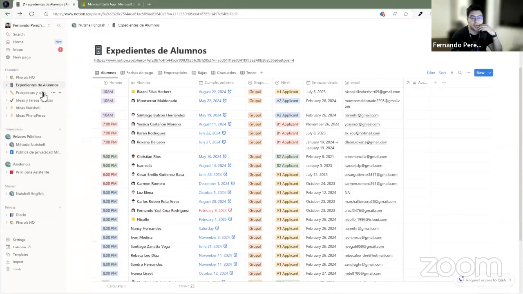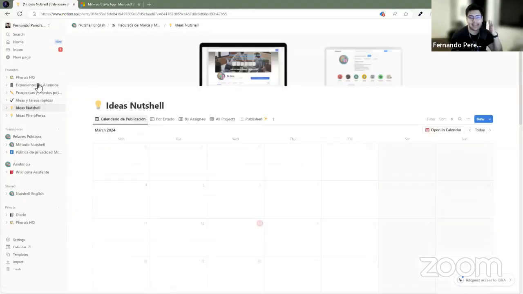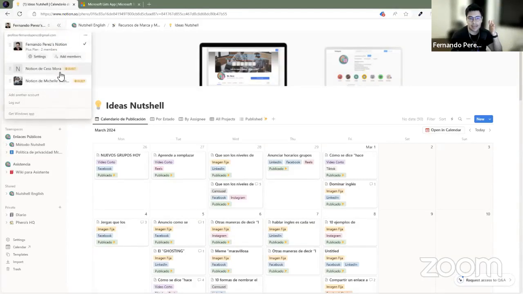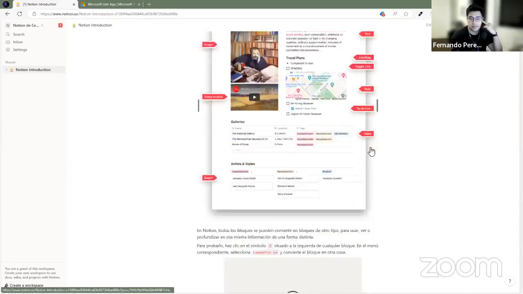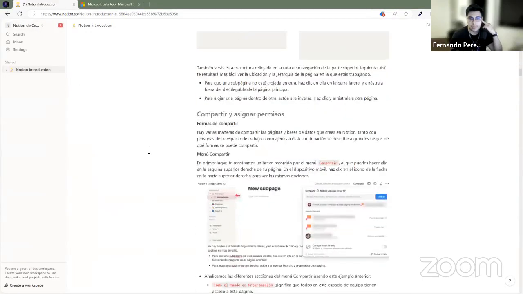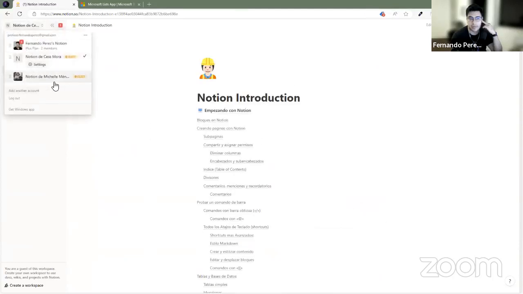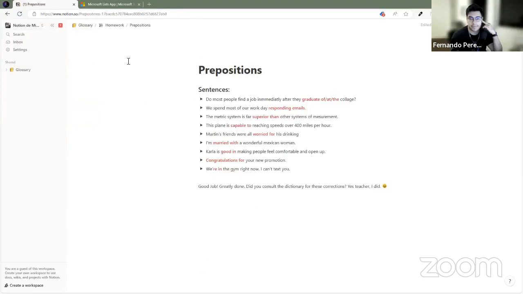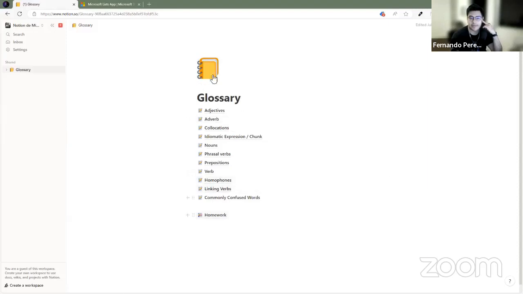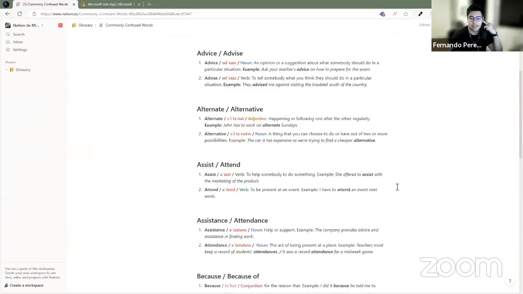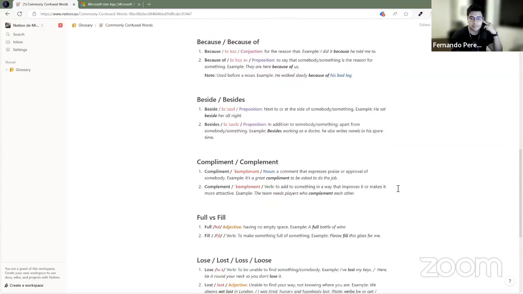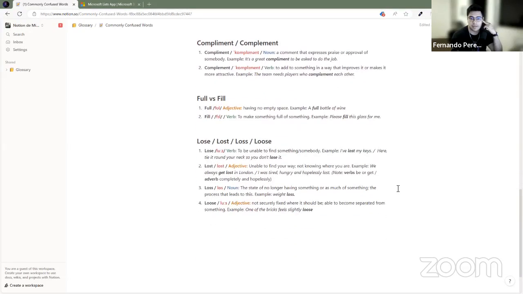You know? The point here is precisely the idea is to have a file like the ones my students have made. Look at this guy over here. Oh no, I think he erased his workspace. So what about this one? She did a homework glossary. Look at this girl. My student, Michelle, she did adjectives, adverbs, collocations, idiomatic expressions, and she did a page per expression, right? And then she can actually take notes on that. It's a really organized thing.